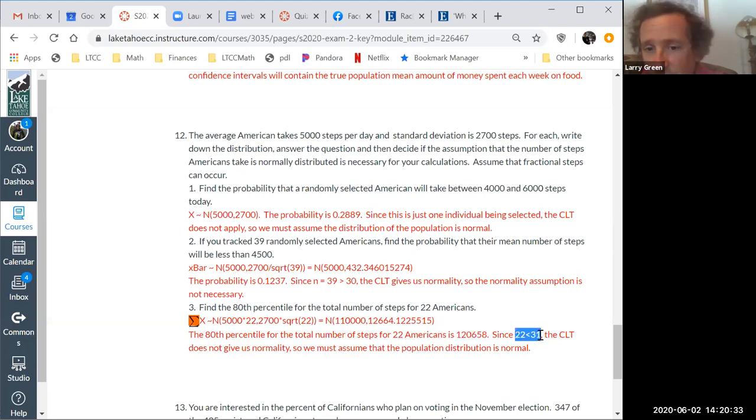22 is less than 31. So the central limit theorem does not apply, does not give us normality. So that means the assumption was necessary. Any questions on 12? We're almost there.